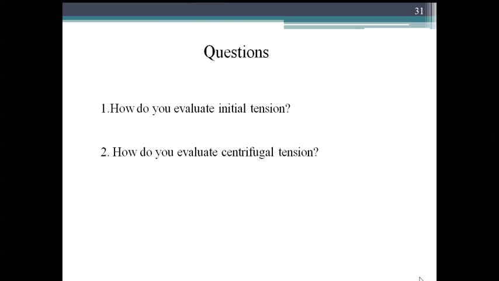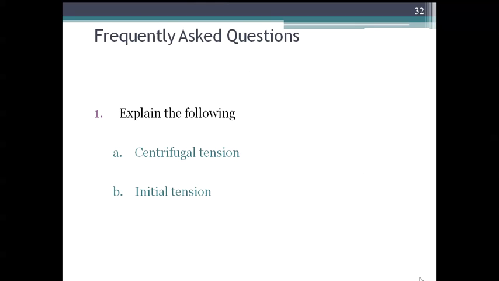Some questions: how do you evaluate initial tension? How do you evaluate centrifugal tension? Some frequently asked questions: explain the following terms, centrifugal tension and initial tension.